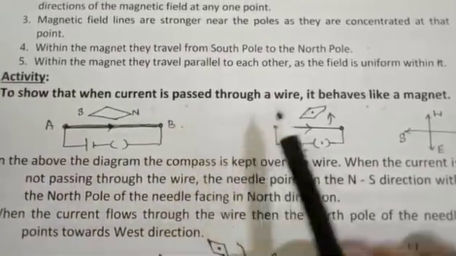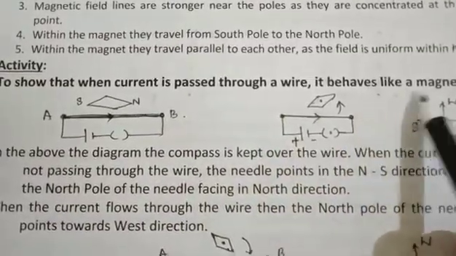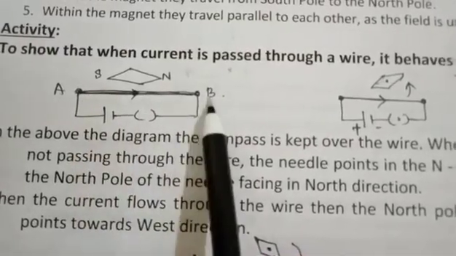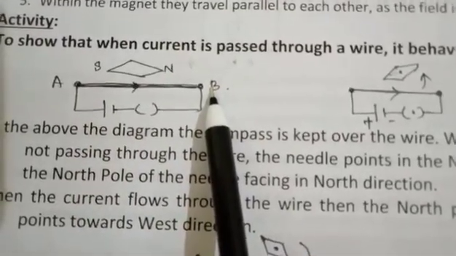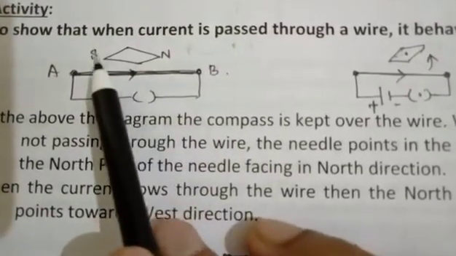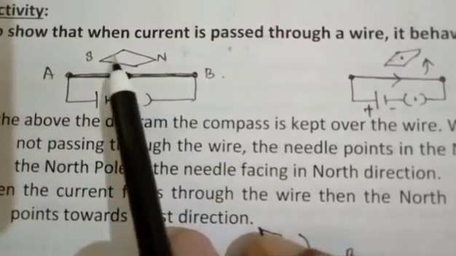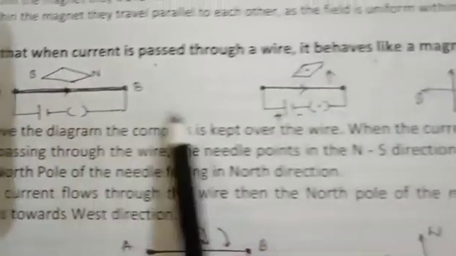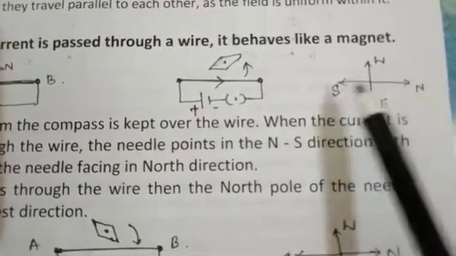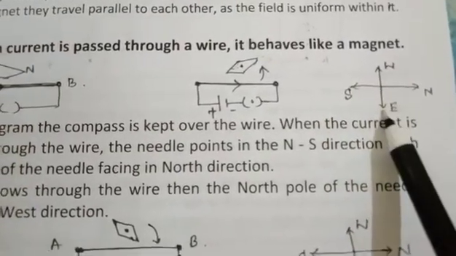Now I'm going to take up one activity, and the activity is concerned with showing that when current is passed through a wire, it behaves like a magnet. Now if you look at the diagram here, AB is a conductor. It is connected to a cell, and this is a magnetic compass. Now this magnetic compass is showing north and south direction. This is north, this is south, this is west, this is east.